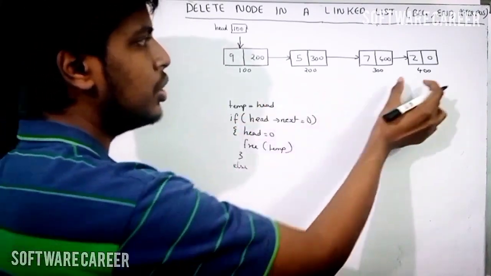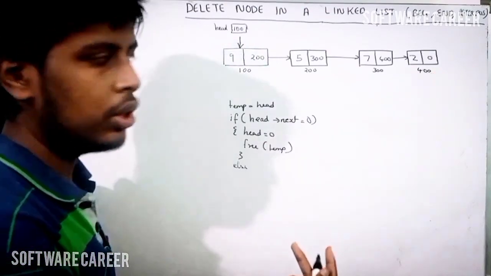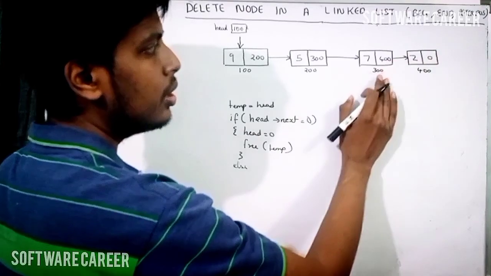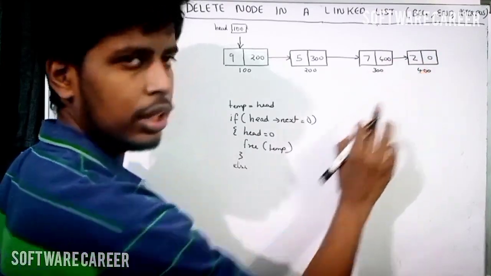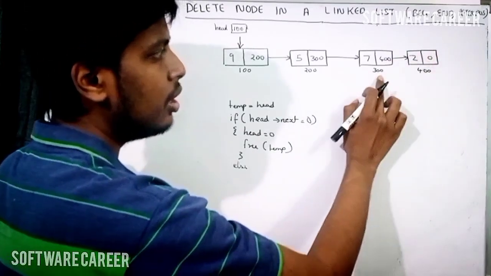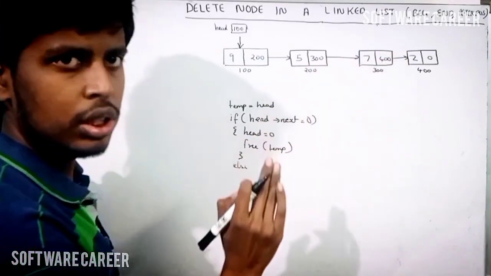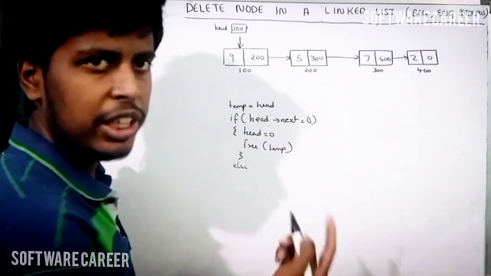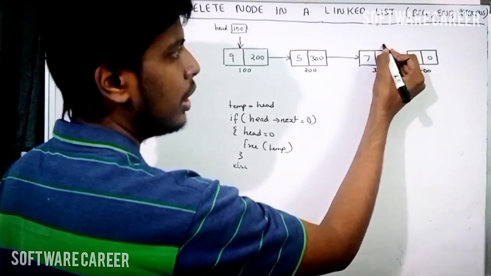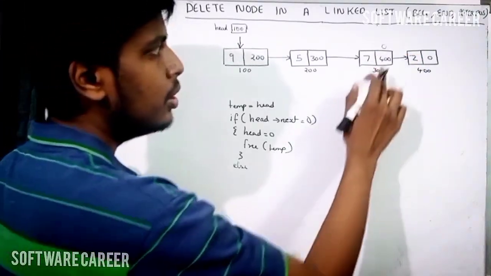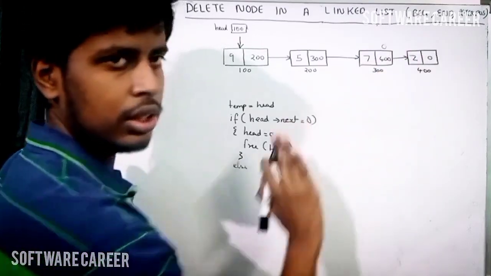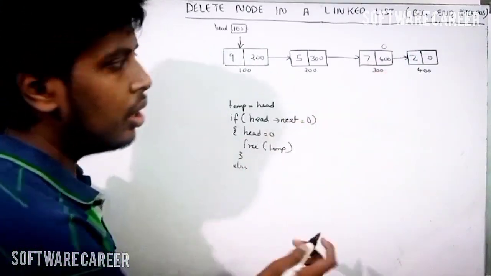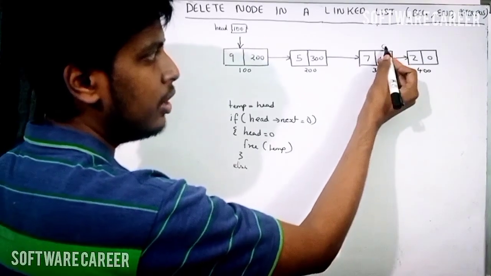Now I should delete the end node, the last node. If I delete this last node, this 400, then node 300 will be considered as the last node. So in this 300 pointer part, I should update it to 0. I should write 0 here. That means there is no node after 300. So this change I should make.